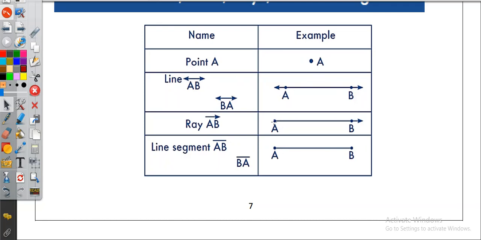Here it has a starting point which is starting from A. So you have to start with the arrow from A to B, which goes forever. And AB here is a line segment. You can write it AB or BA as well. But in the ray, it's according to its direction. So it starts from A, then goes to B. So it has to start with A. But in the line and the line segment, never mind which letter you started with.